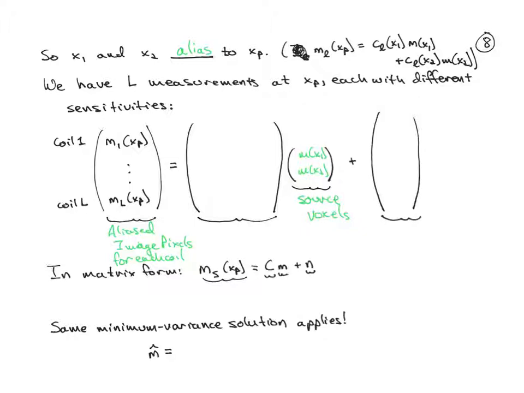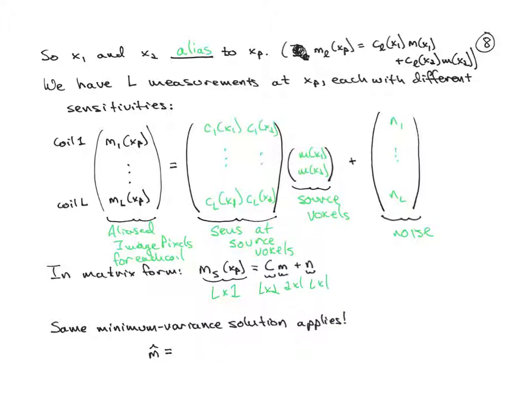And specifically, that matrix is going to be C1 of x1, C1 of x2, all the way down to CL of x1, CL of x2, right? So this is an L by 2 matrix. This is a length 2 vector, and then we have the noise. So this matrix contains the sensitivities at the source voxels, and we have that multiplying into the source voxels. And finally, we're going to have additive noise, N1 to N sub L. In matrix vector form then, we call this vector M sub S of xp, this matrix is called C, this vector is M, and this vector is N. Specifically, this is L by 1, this is L by 2, this is 2 by 1, and this is L by 1.